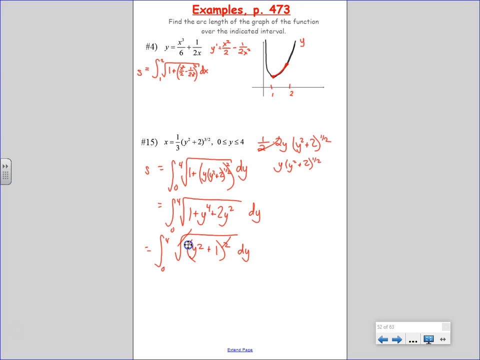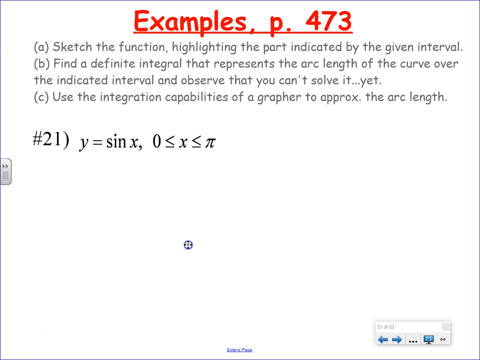Technically it'd be an absolute value, but since y squared plus 1 can't be 0, it's not going to be a problem. It's always positive anyway. And observe that you can't solve it yet.